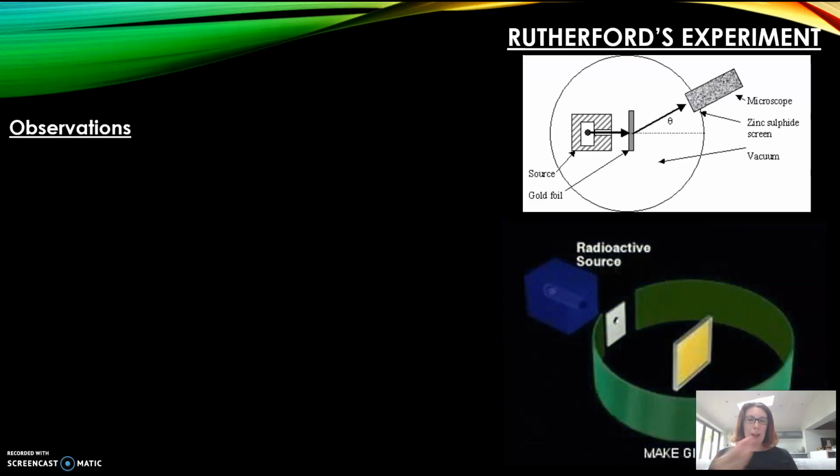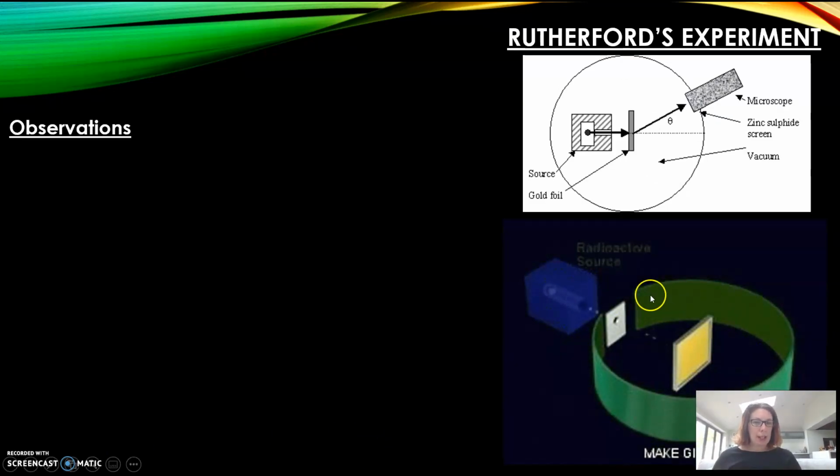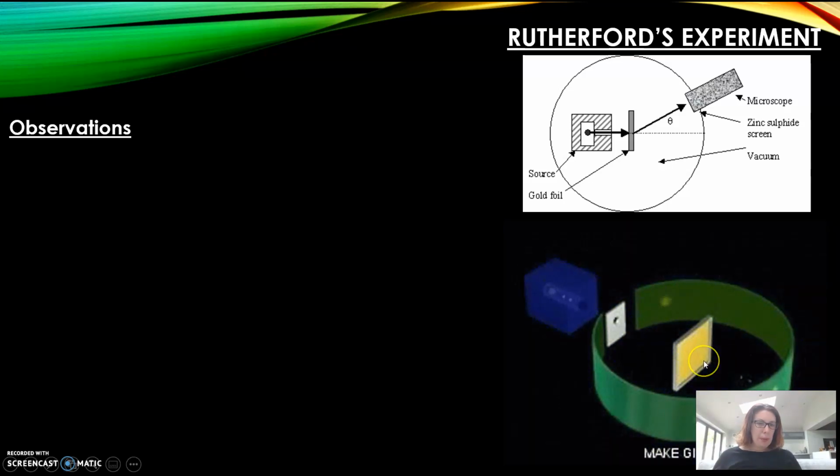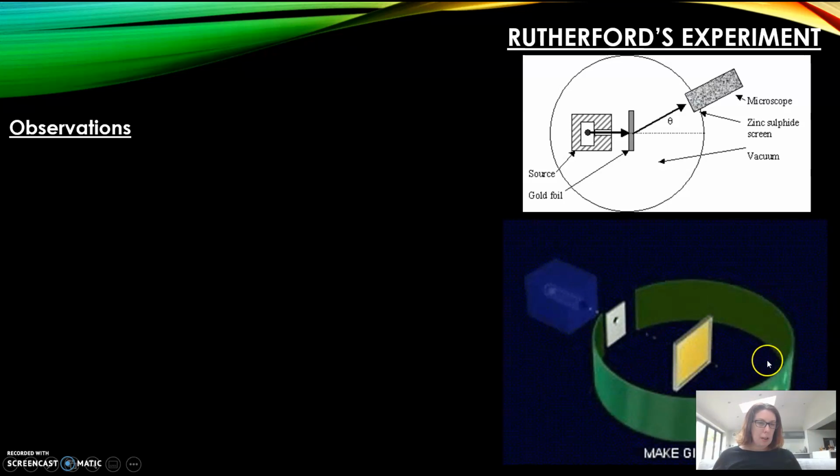If you have a look at the GIF, you can see it quite clearly. The alpha particles are coming through here, through a narrow beam, hitting the gold foil, and then you can see where the pinpricks of light go here, and occasionally there's one behind.